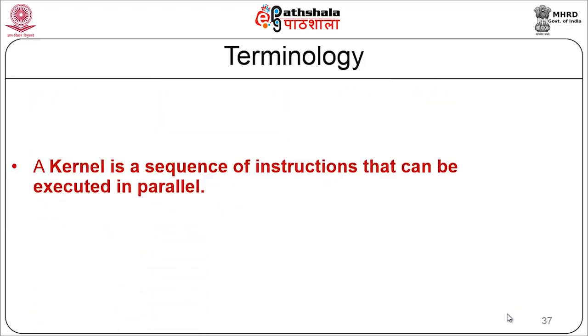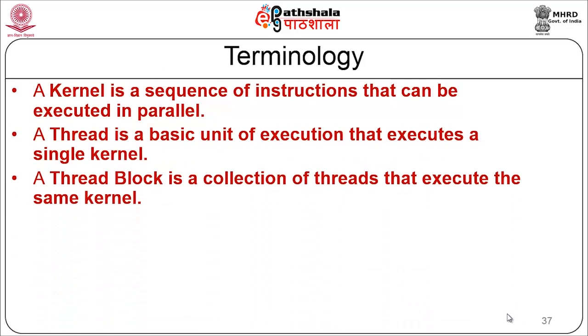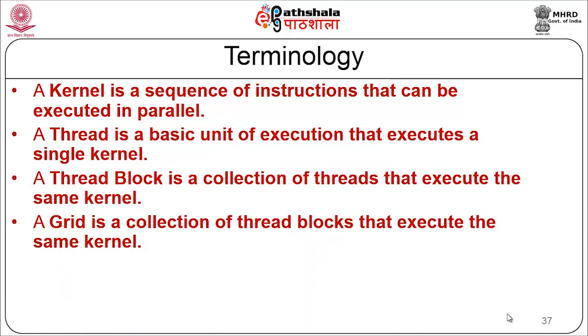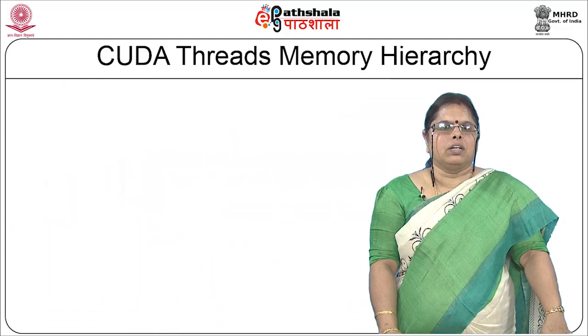So, again, having looked at the basics of it, when you write a program, a kernel is a sequence of instructions that can be executed in parallel. A thread is a basic unit of execution that executes a single kernel. A thread block is a collection of threads that execute the same kernel. A grid is a collection of thread blocks that execute the same kernel. And a CUDA program can start many grids, one for each parallel task required.